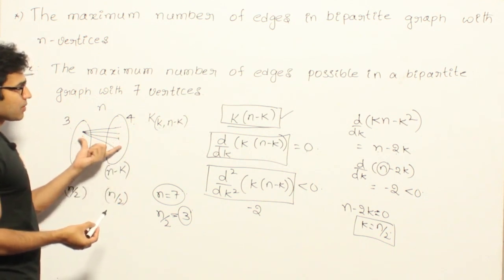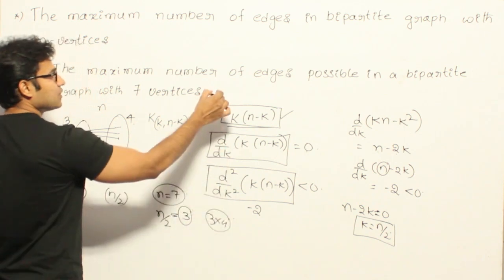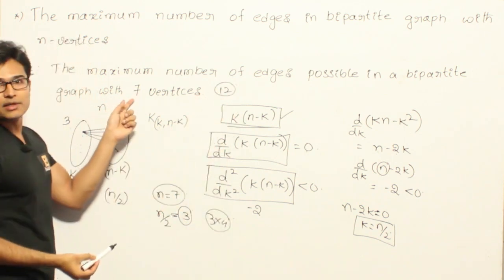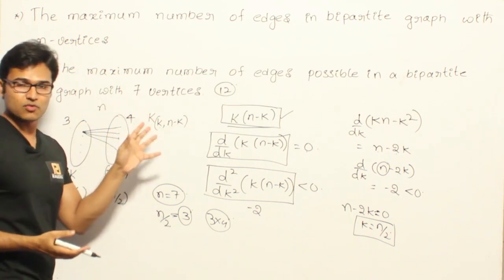Now how many edges will be possible? 3 into 4, which means 12. So for this one, 12 is the answer. Got it? So in case this would have been 8, then what happens? 4 on one side and 4 on the other side, which means 4 into 4, 16.